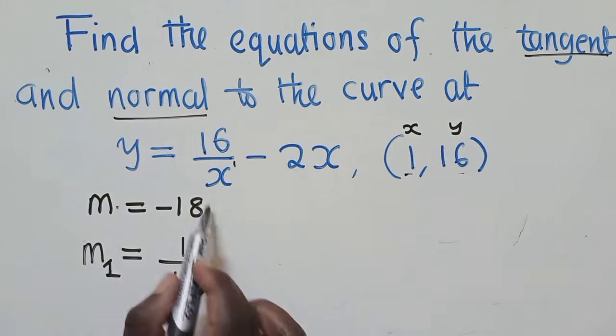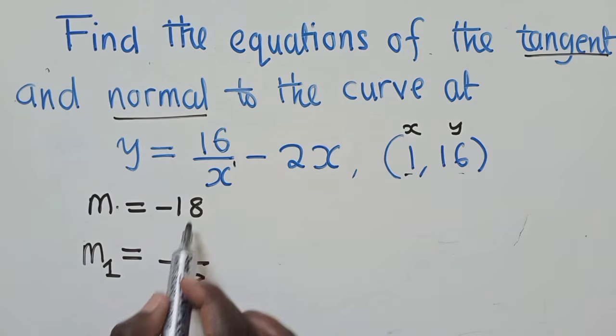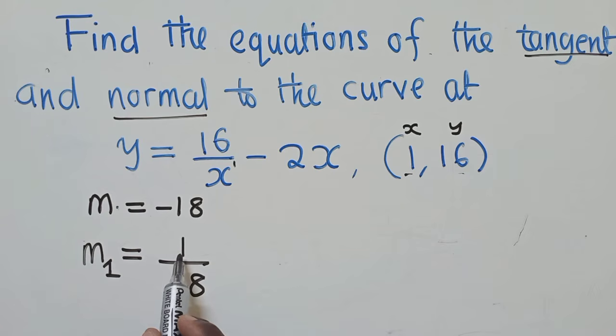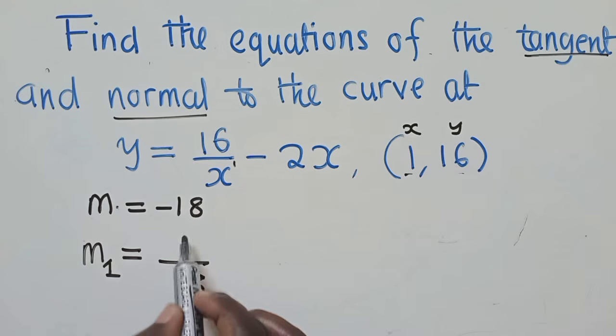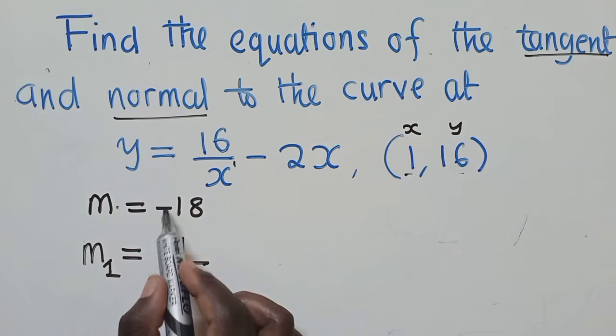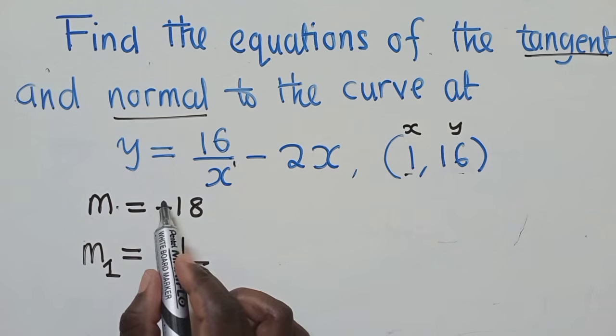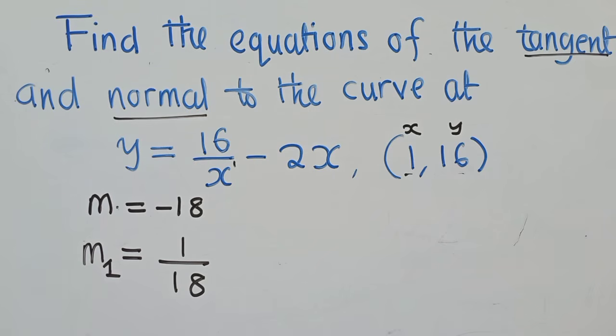For tangent, you maintain the same gradient. For normal, you reciprocate it. So you shall have 1 over the number that you have here. So 1 over 18, and the sign, if it's negative, put positive. If it's positive, put negative. This is what we do.